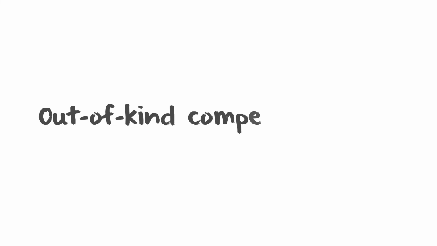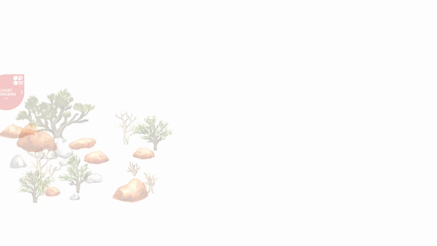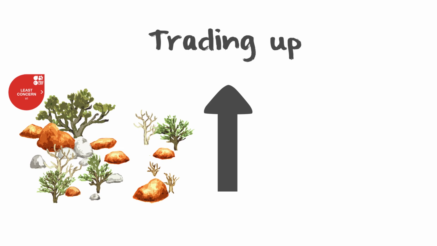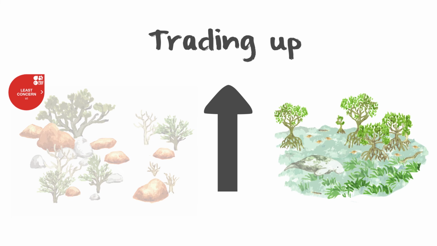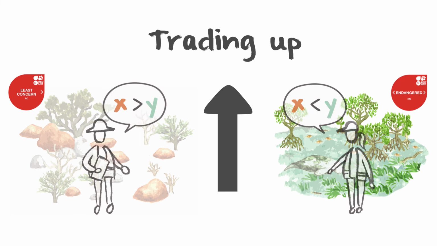If out-of-kind compensation is considered acceptable, then it should always be done by trading up. This means that losses can only be compensated with gains for a more threatened, rarer, or higher priority feature than the one that suffered the loss. But ultimately, decisions on what constitutes an acceptable out-of-kind trade are subjective.